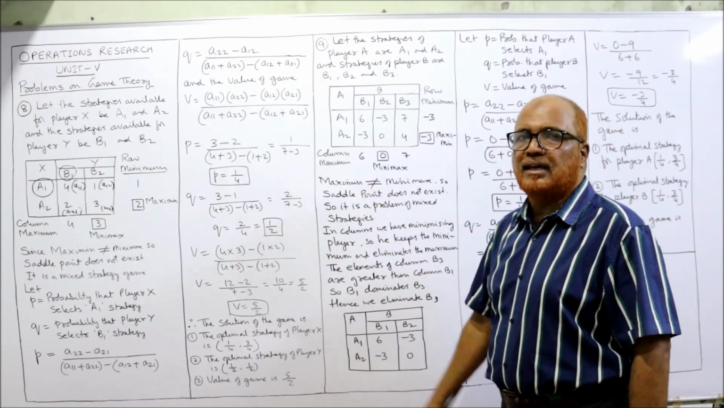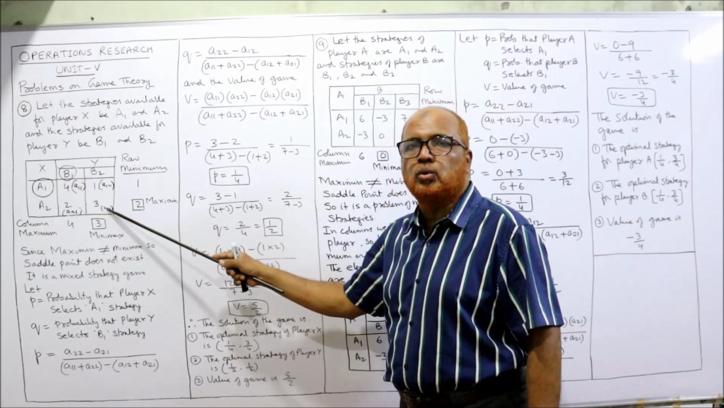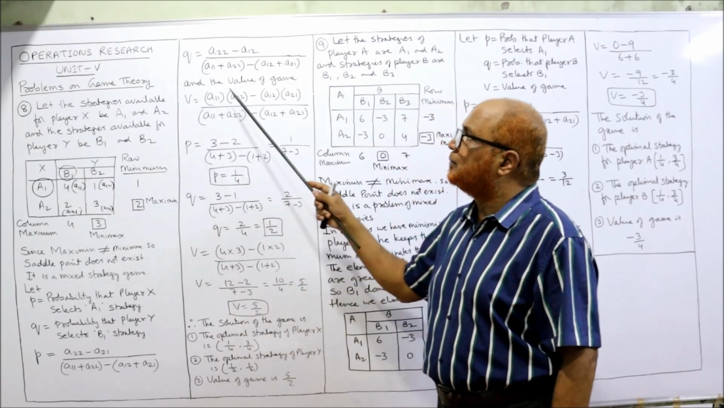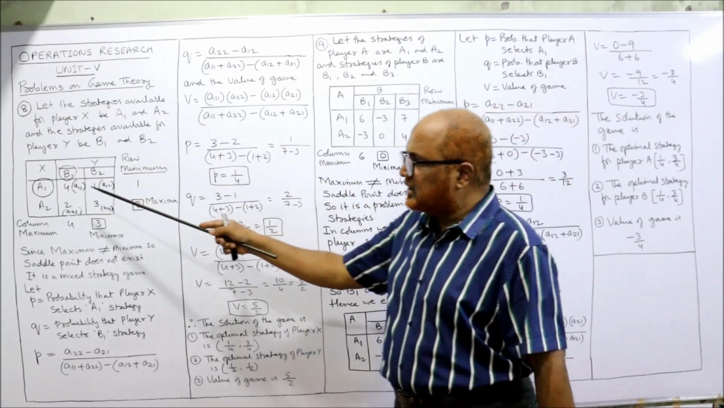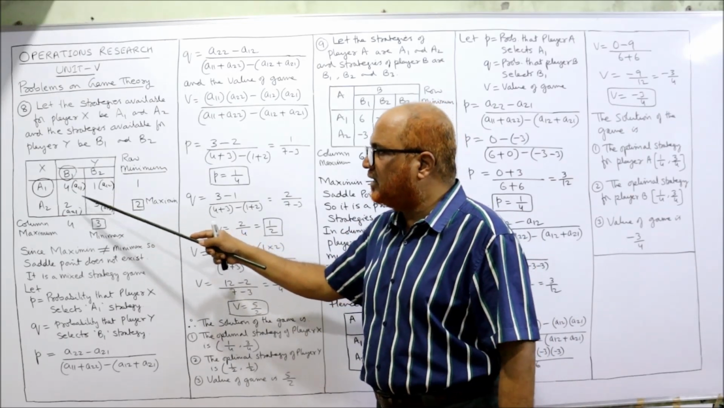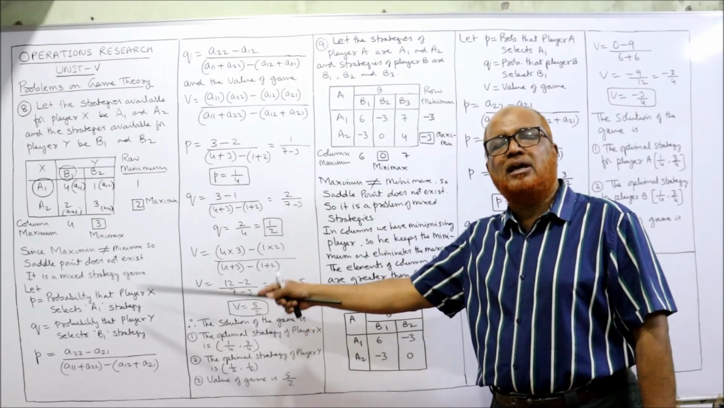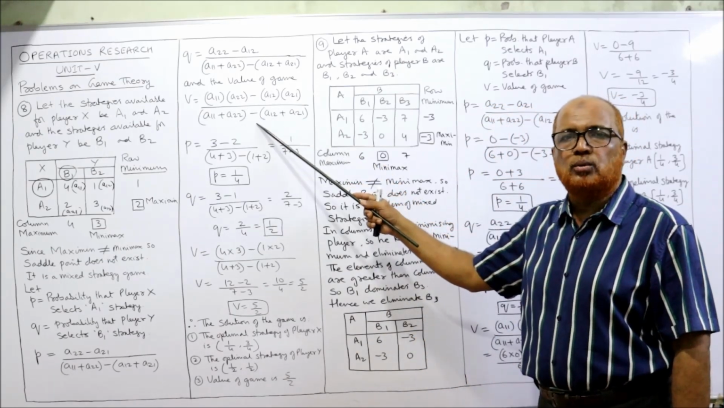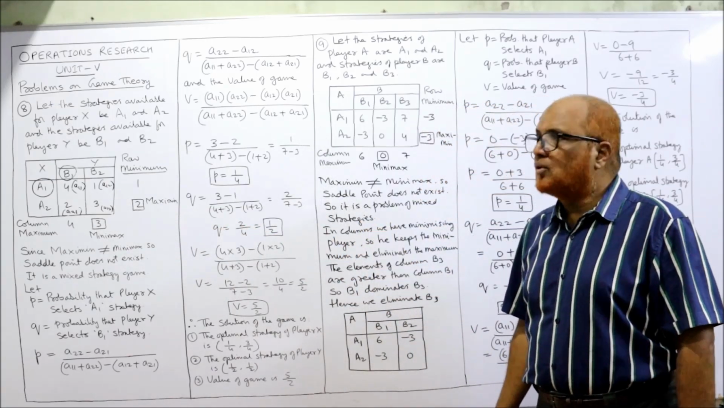And the value of the game, V, is equal to A11 into A22, multiplying the diagonal, minus A12 into A21. So first multiply this diagonal, 4 into 3, then minus 1 into 2. That is the numerator. The denominator is the same for everything: P, Q and V. A11 plus A22 minus A12 plus A21. That's it. So we got all the formulas.